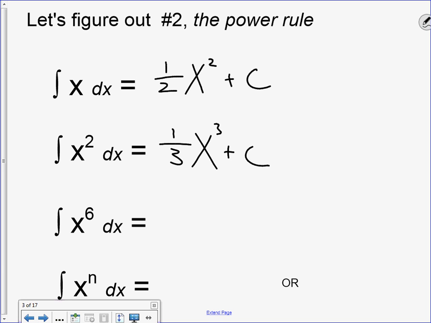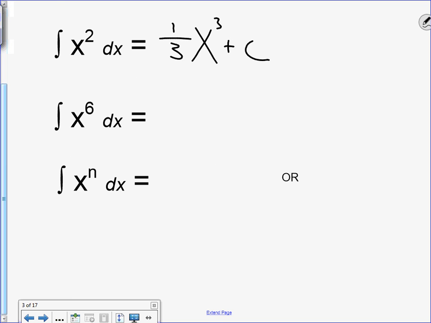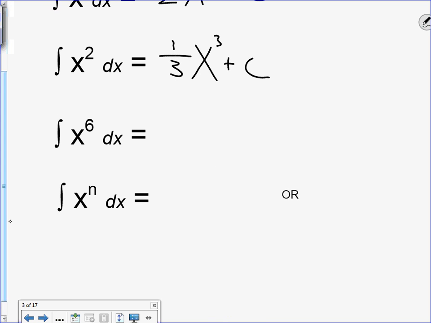Does that work, guys? If we take the derivative of this, do we get x squared? Yeah, right? So that's good. Okay. Let's try another one. Let's try the antiderivative of x to the 6th.